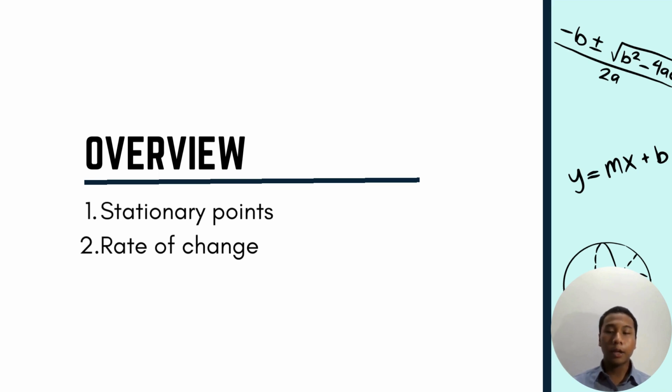Rate of change is commonly used in engineering. For example, if you have a flat ball and you infuse it with air, the ball will expand, and that is the rate of change of the ball. Now, I will let my friend continue to explain more about stationary point and rate of change.